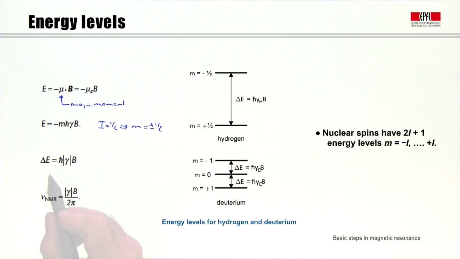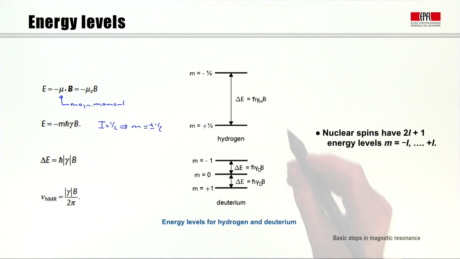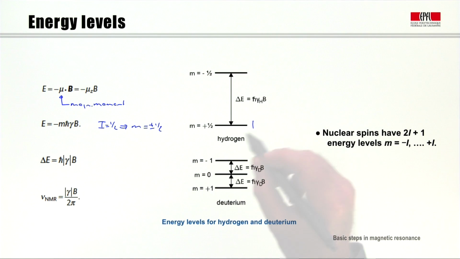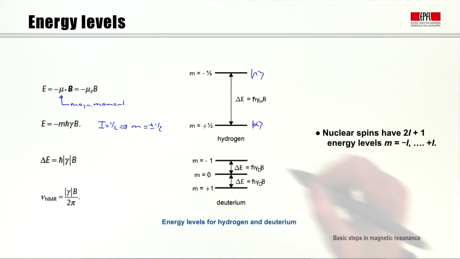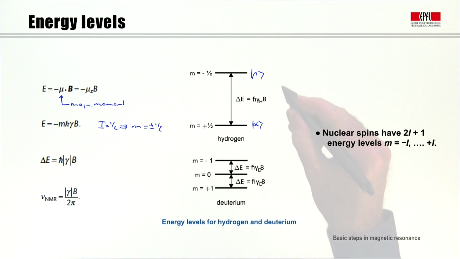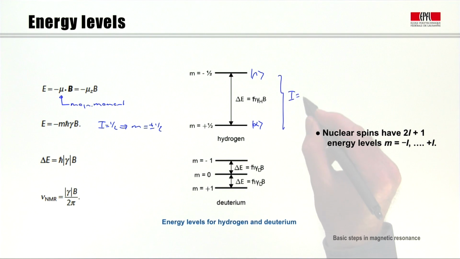Now the splitting in energy can be described as simply h bar times the absolute value of gamma times B, and the NMR frequency is the same as the splitting divided by h, so that we have simply this divided by 2 pi. Now for a spin 1/2, as I said, we have either m equal plus 1/2, and we call this the alpha level, or we have m equal minus 1/2, and we call this the beta level, and we have a single transition. So this is the case for a spin 1/2.